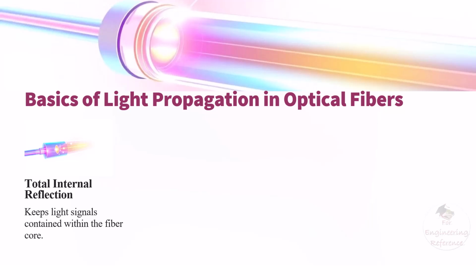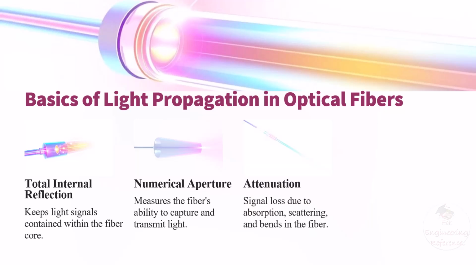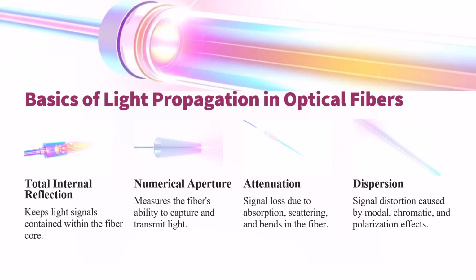Basics of light propagation in optical fibers. Total internal reflection is the key mechanism that enables light to stay confined within the fiber core. The numerical aperture determines the fiber's light-gathering ability. However, losses due to attenuation and dispersion, such as modal and chromatic dispersion, can affect the signal.